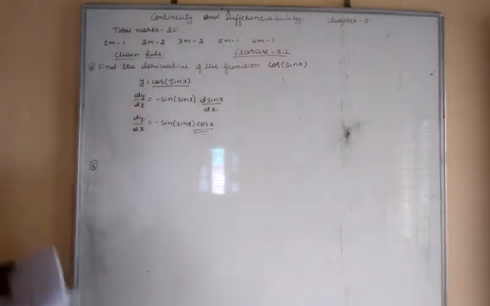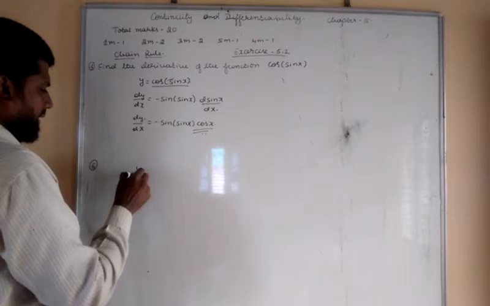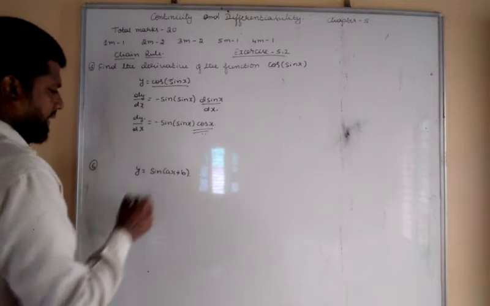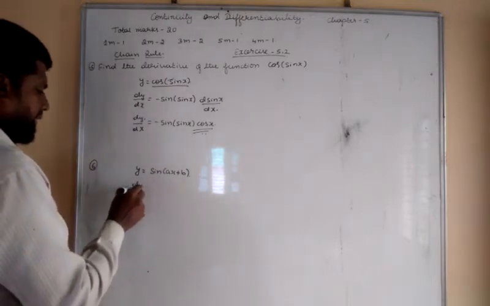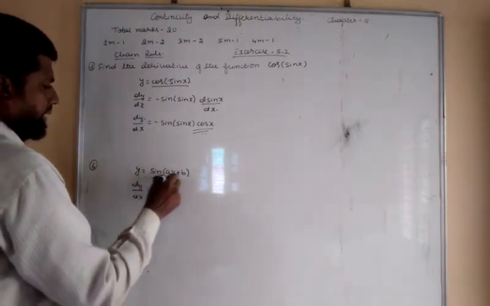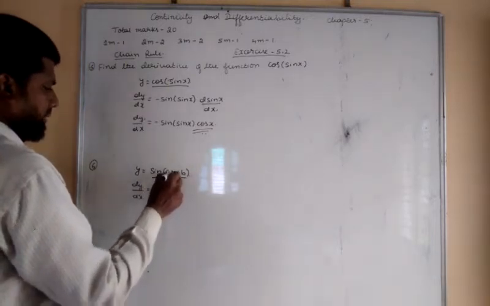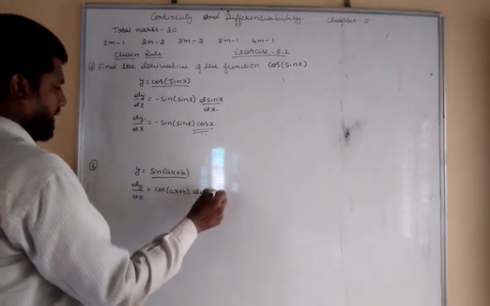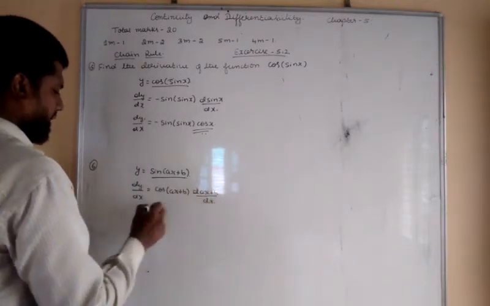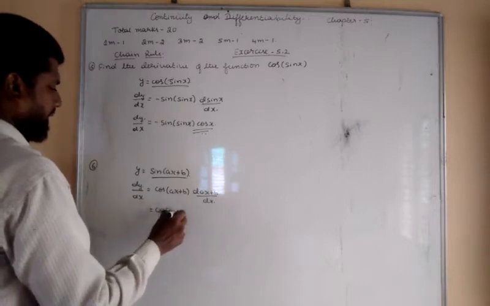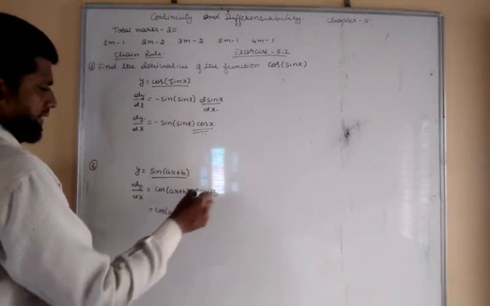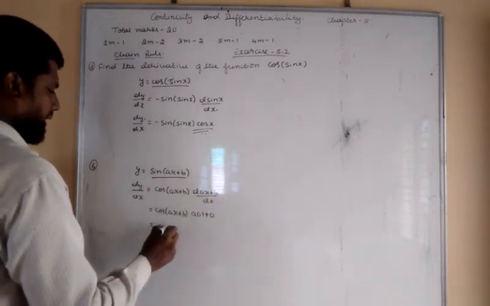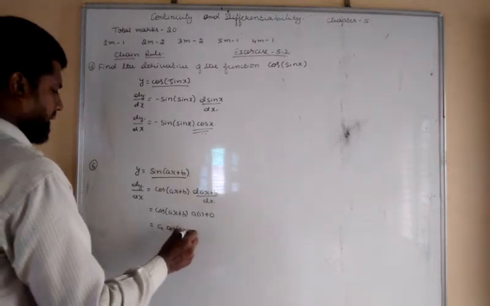Sixth problem. I already solved these problems. Y is equal to sine of ax plus b. Differentiation of y with respect to x: sine x differentiation is cos x. In the place of x, ax plus b is there. Again, differentiation of ax plus b: cos of ax plus b as it is, a constant x differentiation is 1, b constant is 0. Then a into cos of ax plus b.